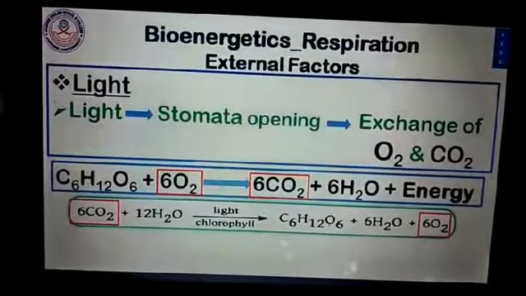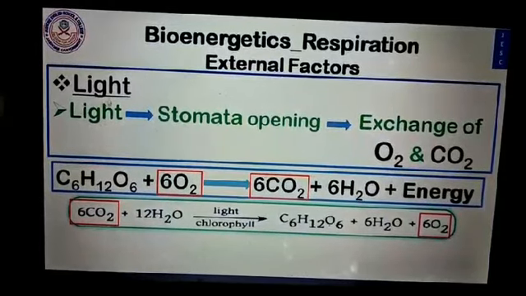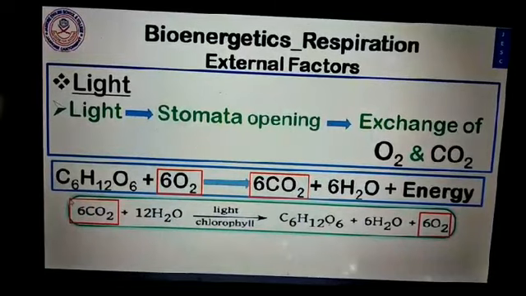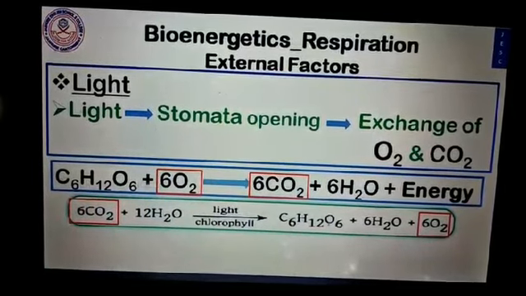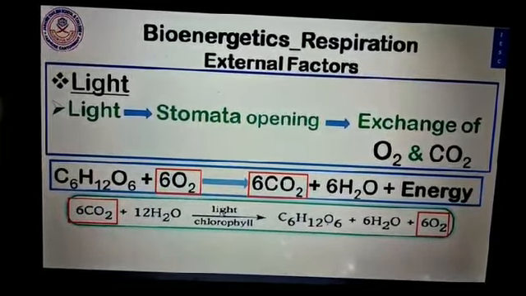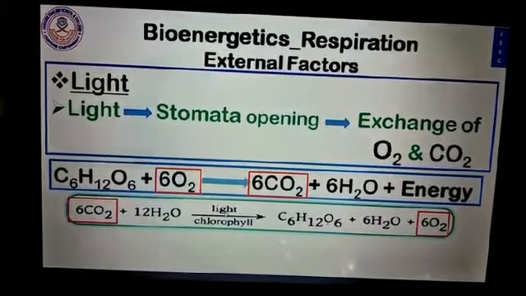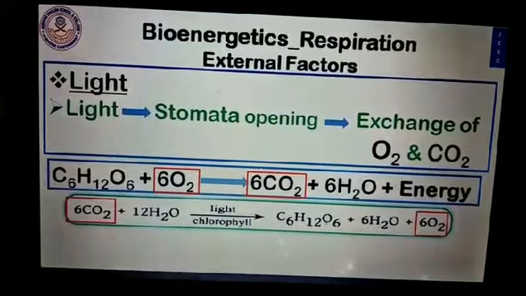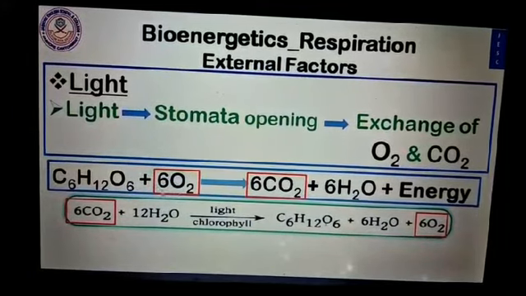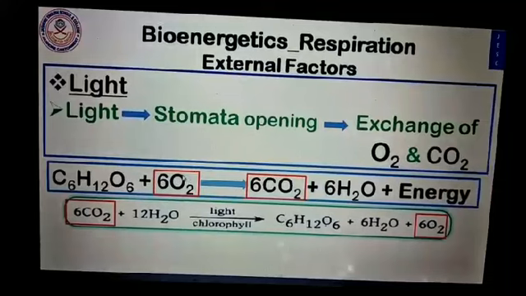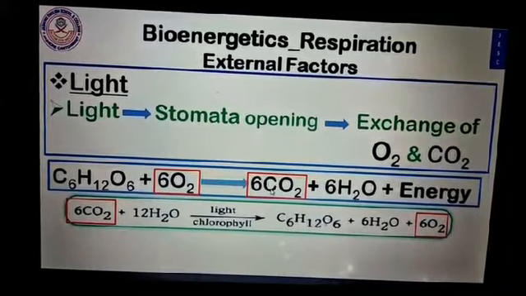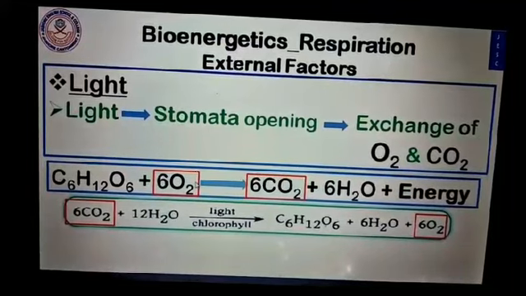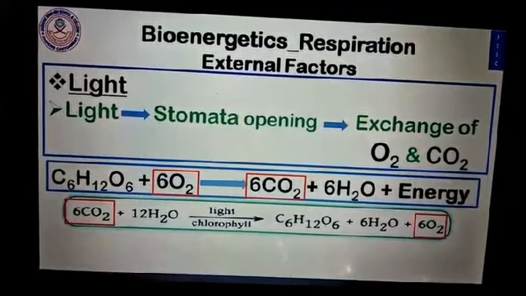Our next external factor is light, and this is also a very important factor. In photosynthesis light is directly required, but in respiration light is not directly required. But for respiration oxygen is very much required and carbon dioxide is produced. So definitely there should be an exchange of oxygen and carbon dioxide, right?